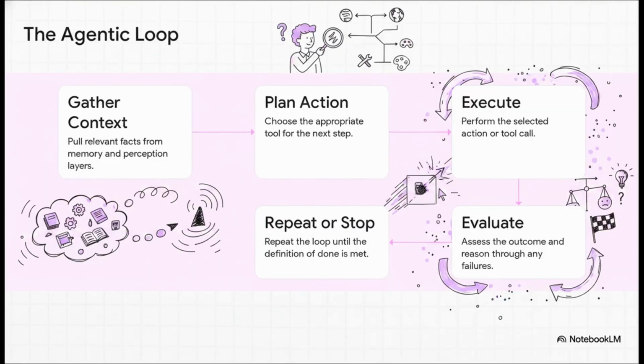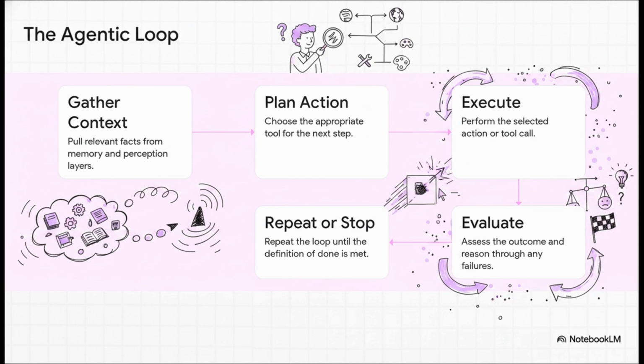So how does this actually play out step by step? Let's use a relatable scenario. Say you ask your new agent to research a competitor's pricing model. First, it gathers context. It recalls what it already knows about this competitor. Second, it plans and chooses an action, deciding, okay, I need to use my web search tool for their pricing page. Third, it executes that search.